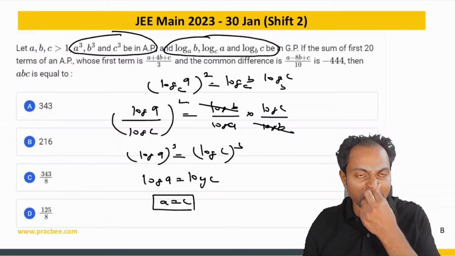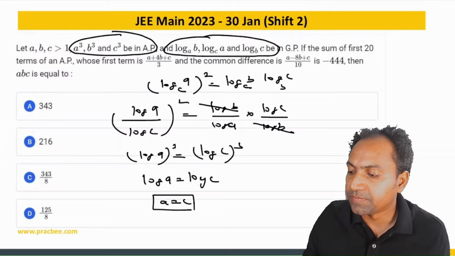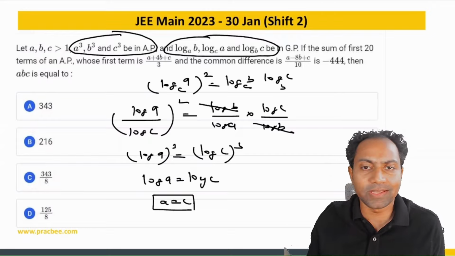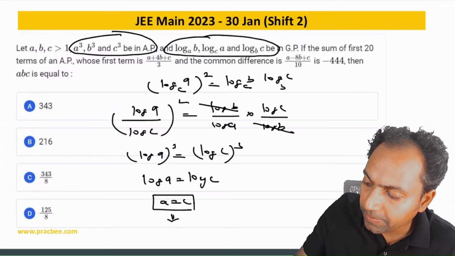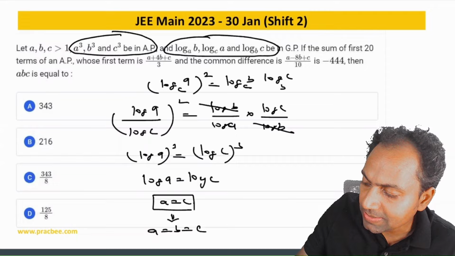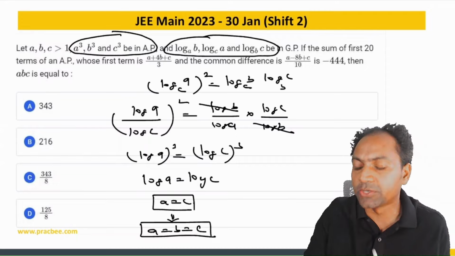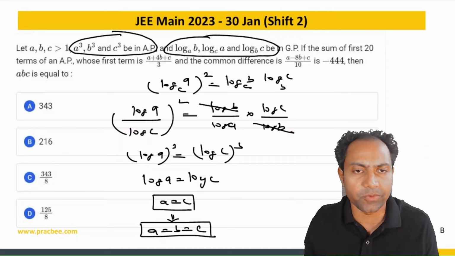Now, if you look into the AP condition, if A is equal to C, then AQ will also be equal to CQ. Hence, this can only happen when A, B, and C become equal. Only then will the AP condition become true. Otherwise, it will not become true.